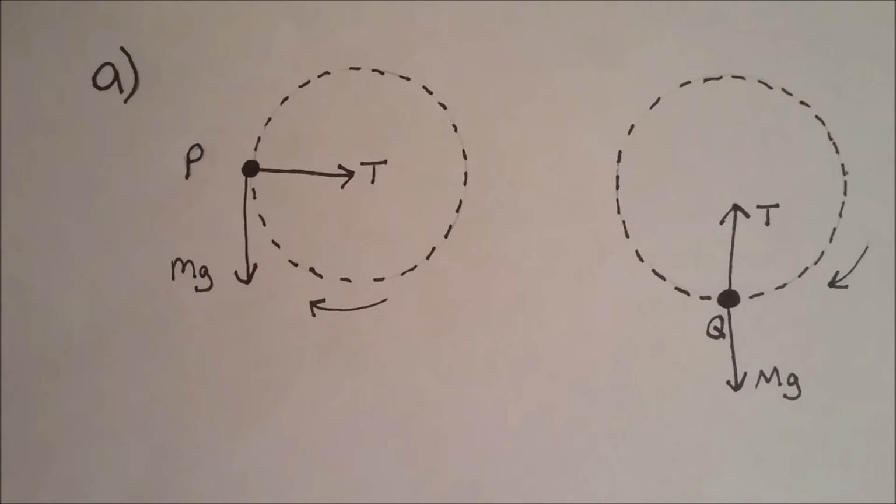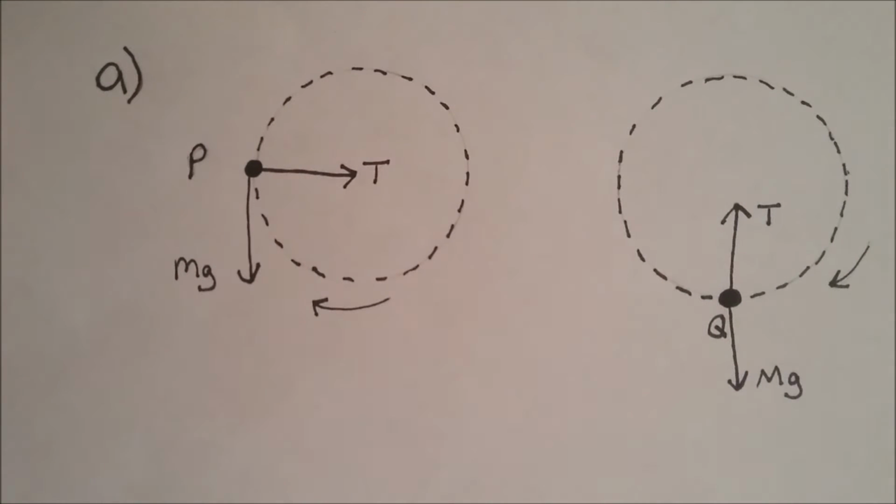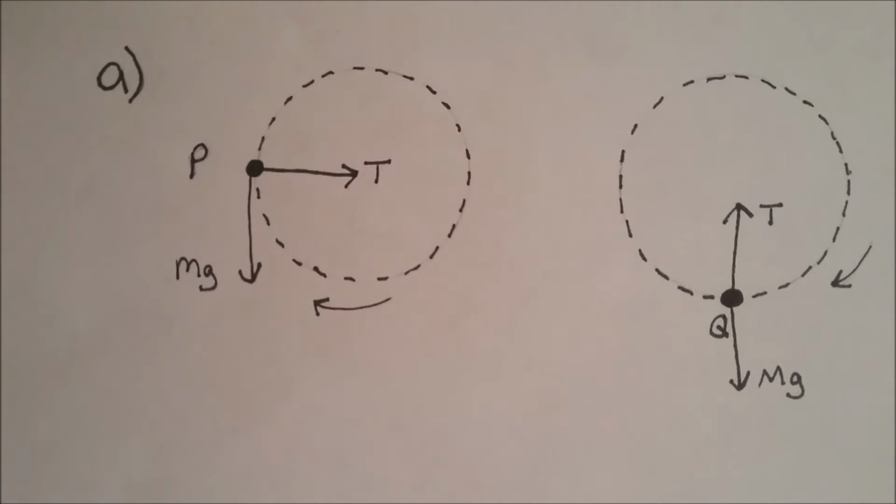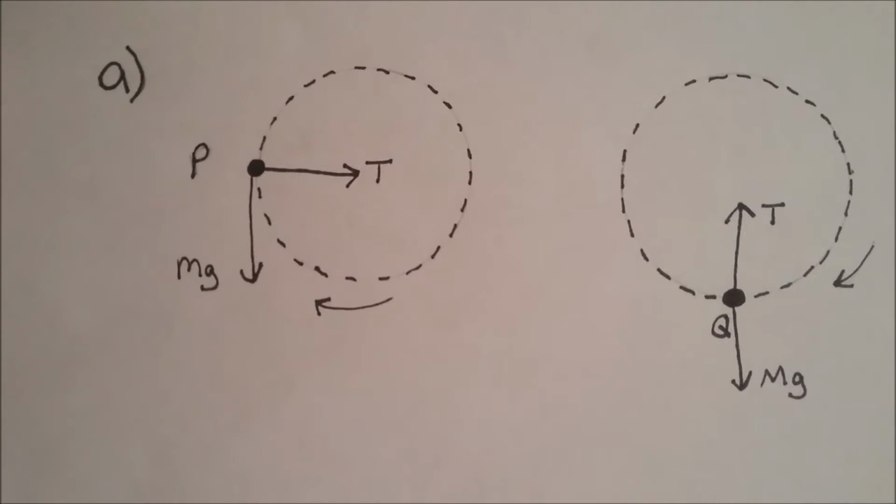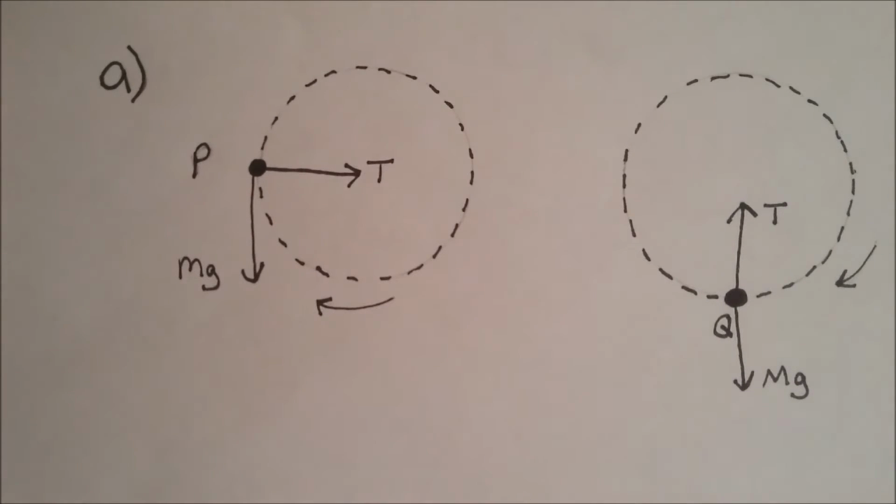Part A says to draw and label, on the figure below, all the forces exerted on the ball when it is at point P and point Q. The forces of gravity and tension act on the ball in both places. The force of gravity always points down, while the force of tension points to the center of the circular path that the ball is traveling.